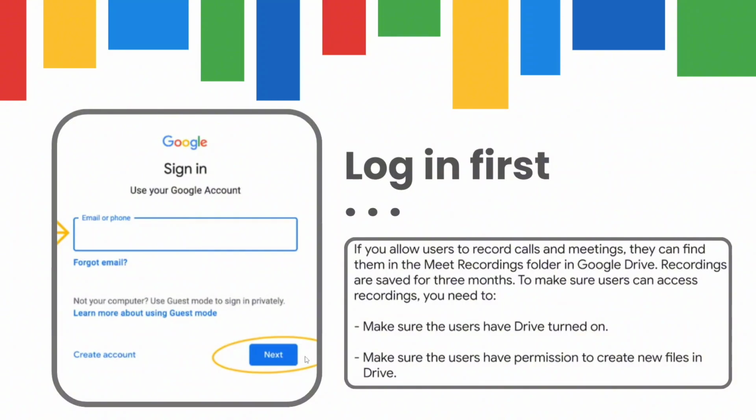allow users to record calls and meetings, they can find them in the Meet Recordings folder in Google Drive. Recordings are saved for 3 months. To make sure users can access your recordings, you need to make sure the users have Drive turned on. Make sure the users have permission to create new files in their Drive.